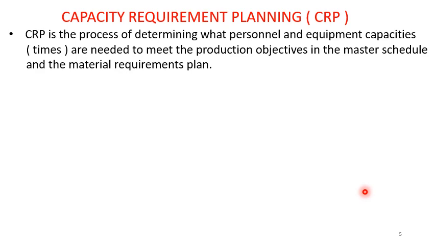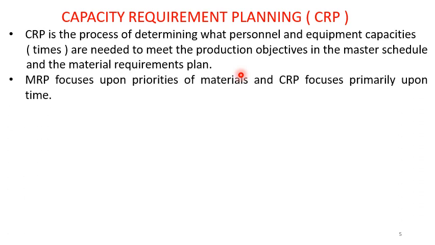In other words, we can define CRP as a process of determining what personnel, that is human resource, and equipment capacities, in terms of hours or time units, are needed to meet the production objectives in the master schedule and the MRP, or the material requirements plan.